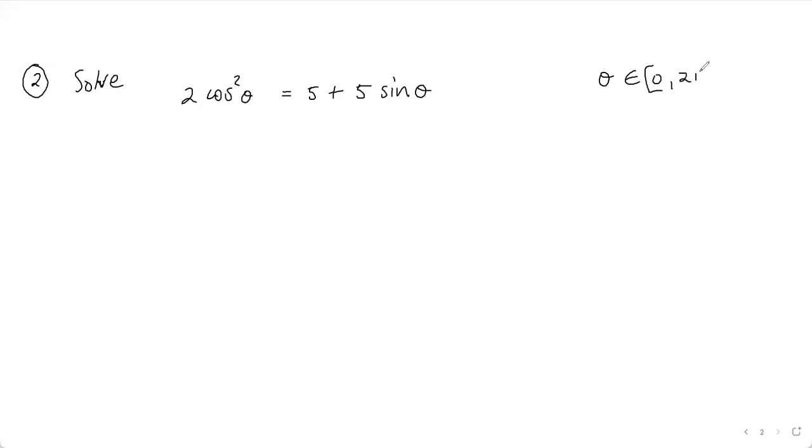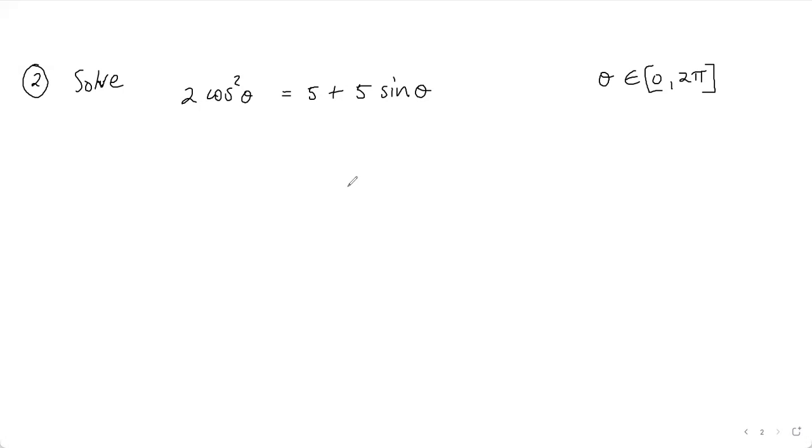So let's have a look at another question. So this time, I'm going to solve 2 cos squared theta is equal to 5 plus 5 sine theta. And once again, we're going to have theta being between 0 and 2 pi.